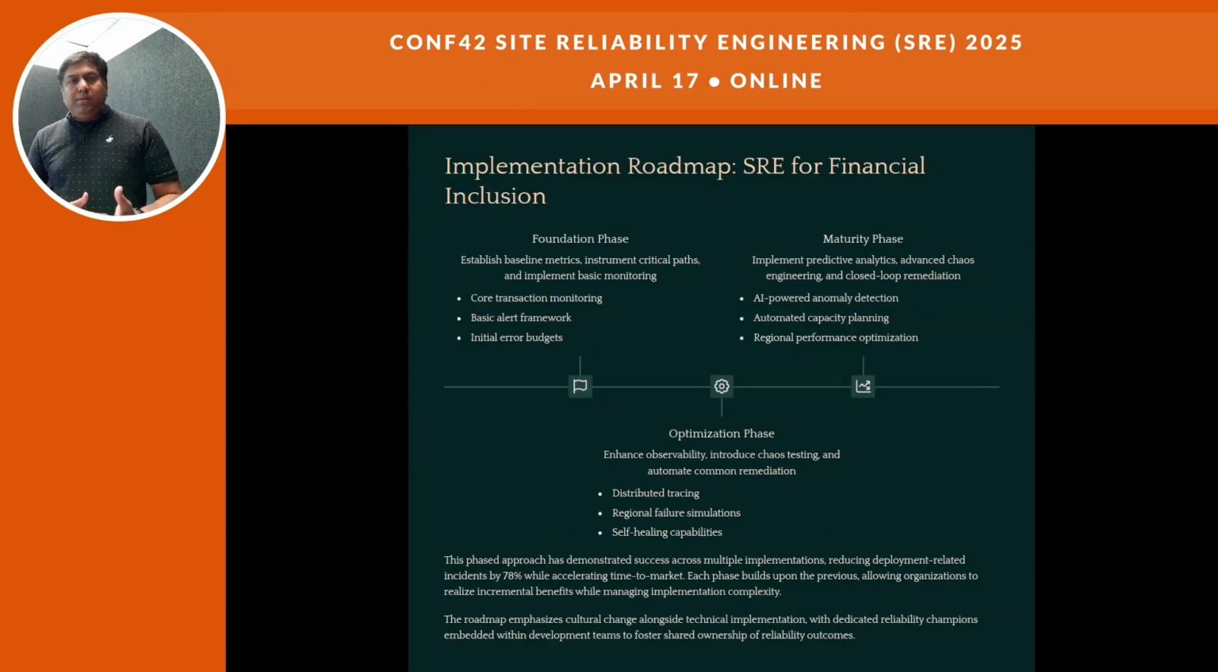So, to implement these SRE strategies effectively, we follow a phased roadmap. First, we establish baseline metrics and simple monitoring. Then we introduce distributed tracing and chaos testing. Finally, we move to AI driven predictive analytics. Now, this approach provides incremental wins while steadily advancing towards robust, mature reliability. Now, cultural change is equally important. Reliability champions must be embedded in dev teams. So that is equally as important as the other aspects of this.